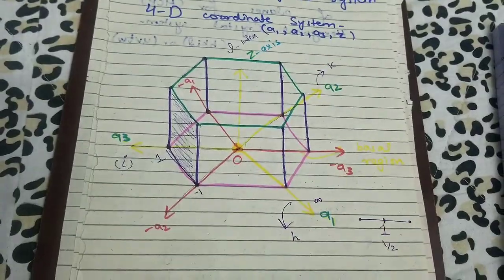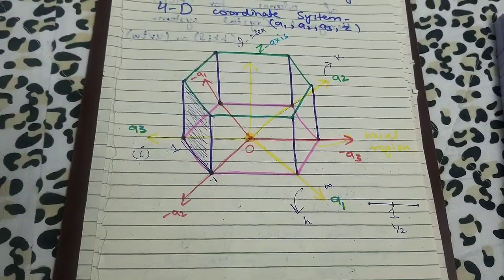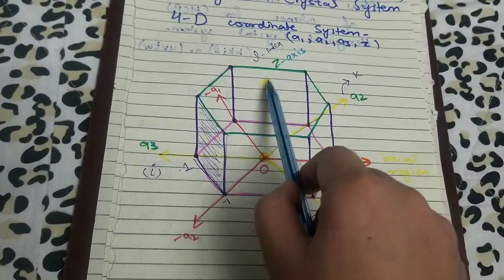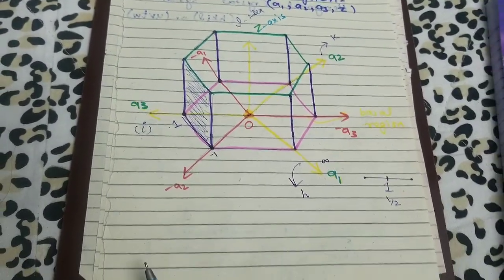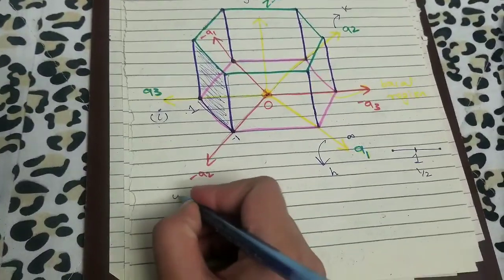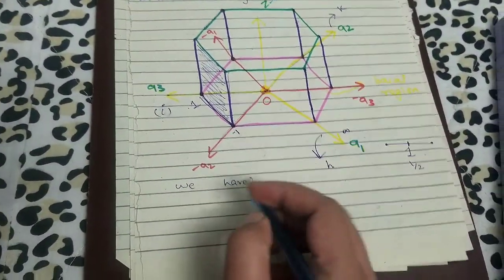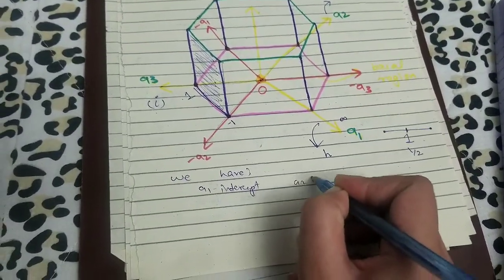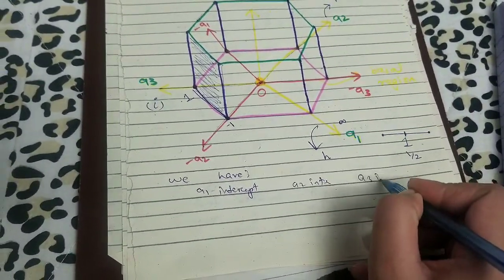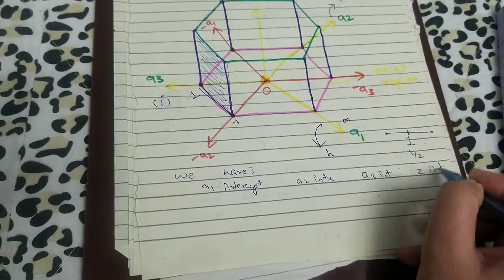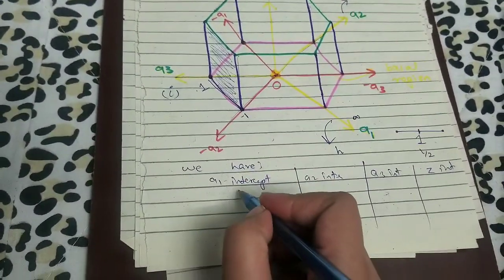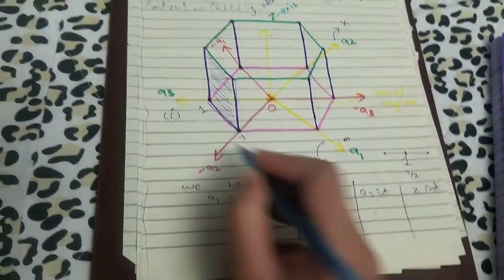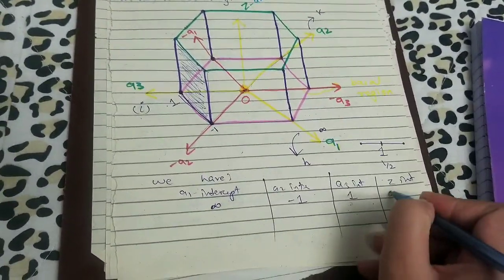And similarly for the z axis, the intercept will be taken as infinity, because the boundary lines of the plane are parallel to the z axis. Hence we have the A1 intercept, A2 intercept, A3 intercept, and Z intercept: the A1 intercept is infinity, the A2 intercept is -1, the A3 intercept is 1, and the Z intercept is infinity again.